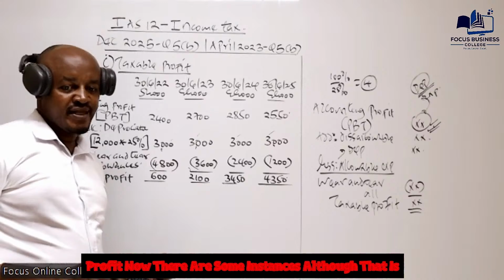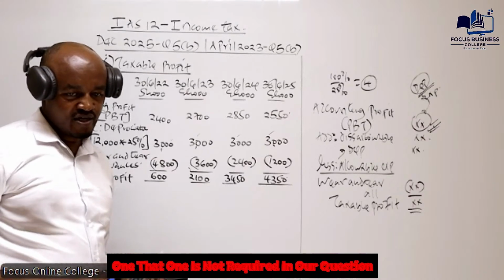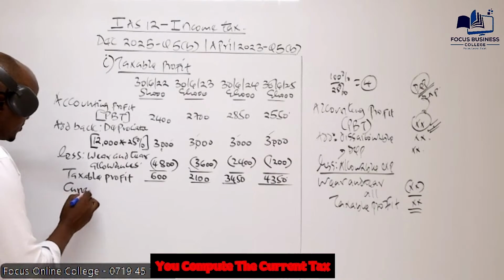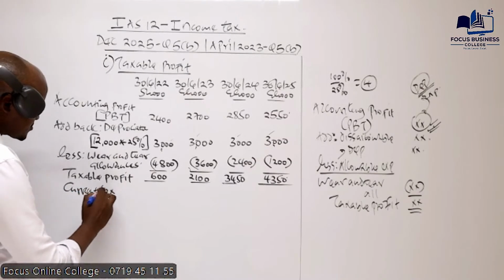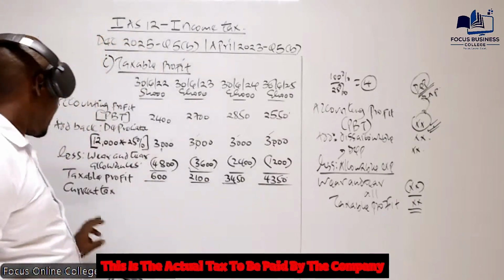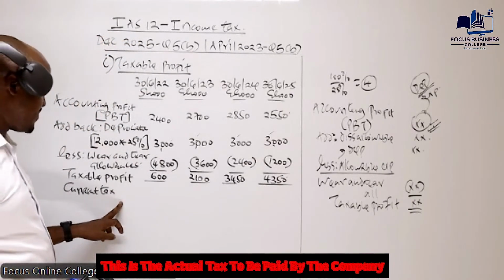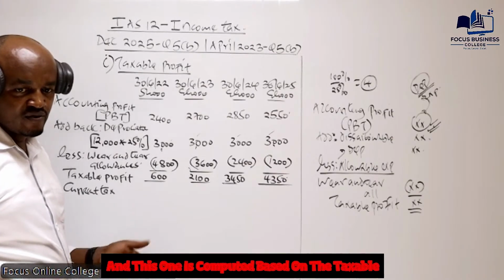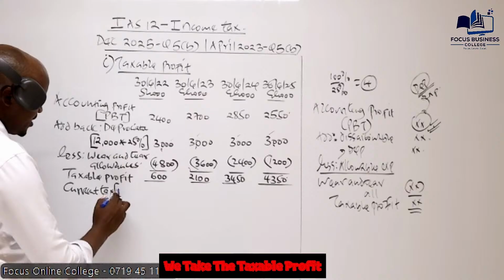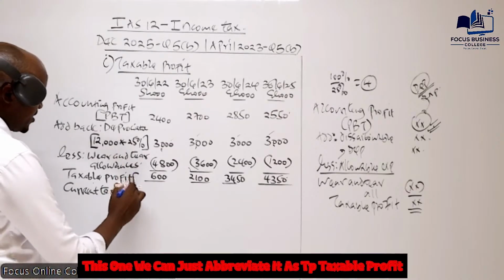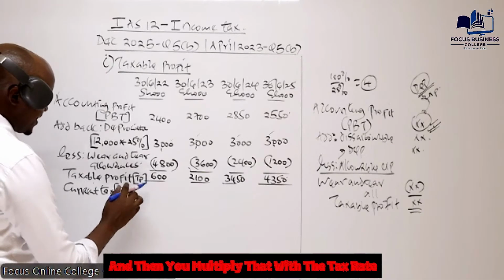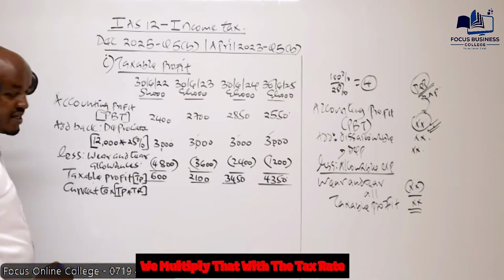Now there are some instances, although that one is not required in our question, whereby you may be required by the examiner to compute the current tax. Remember in this case we said the current tax is the actual tax to be paid by the company, and this one is computed based on the taxable profit. So to compute this, we take the taxable profit, which we can abbreviate as TP, and then we multiply that with the tax rate.